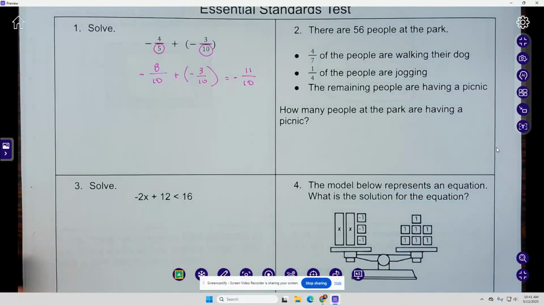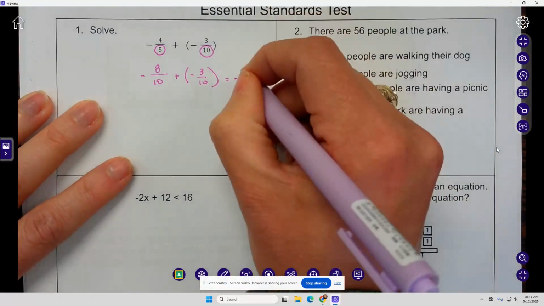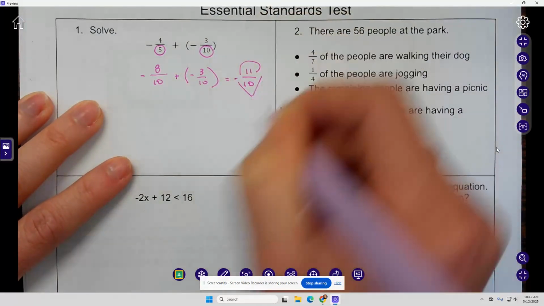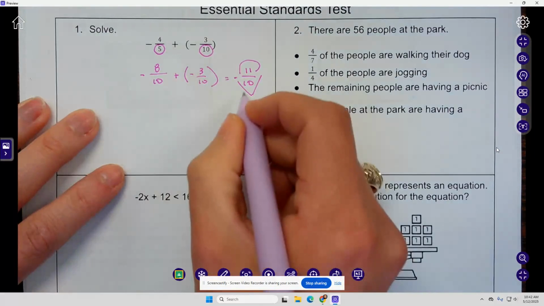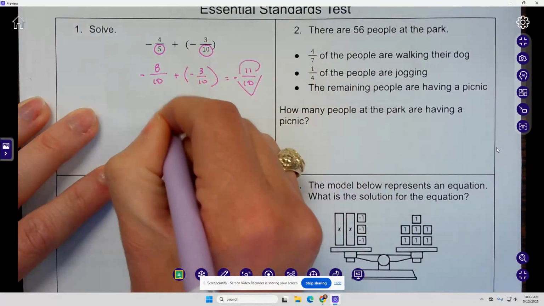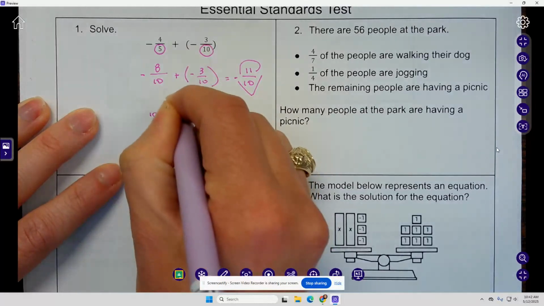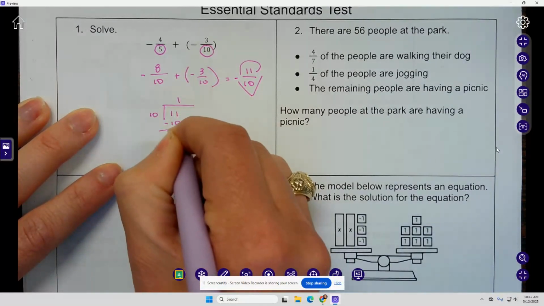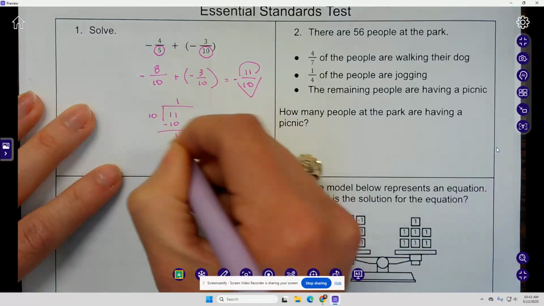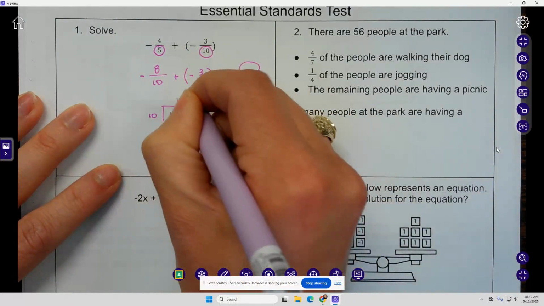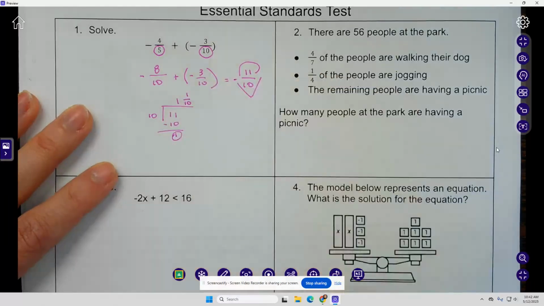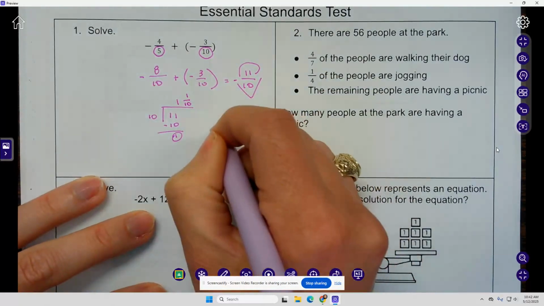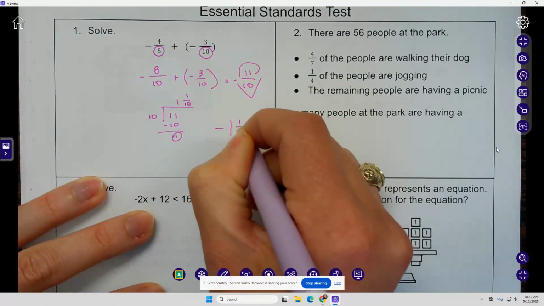Now we cannot have an improper fraction as my answer, so I have to divide. So I'm going to use the ice cream cone method. 10 can go into 11 one time, and that leaves me with a remainder of 1. Now this 1 becomes my new numerator, and 10 stays my denominator. So my answer is negative 1 and 1/10.